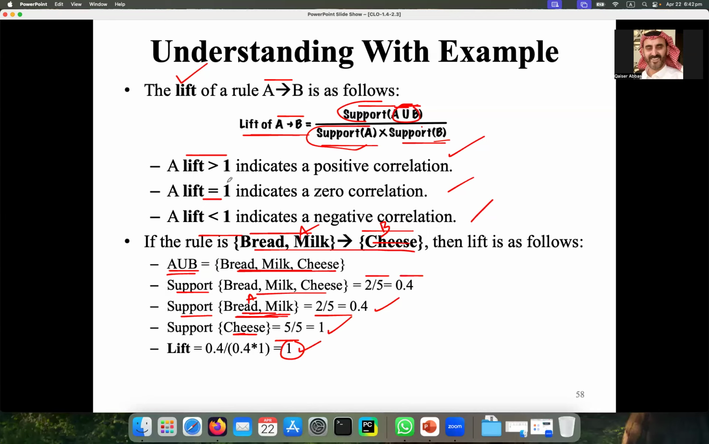And what is the meaning of that 1? It indicates zero correlation. It means that there is no correlation between bread and milk and cheese, no correlation between this A and B. There is no dependency. According to this data, there is no dependency between these A and B. Okay. Moving next.